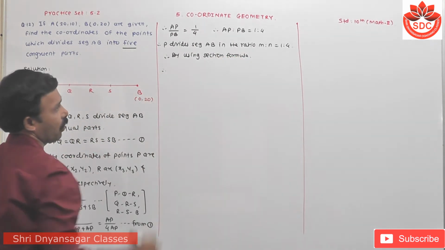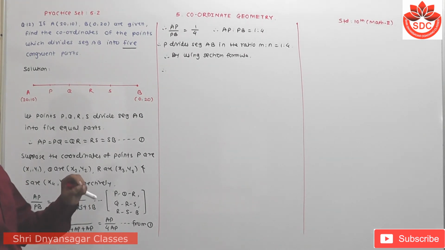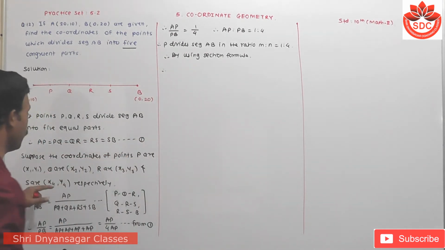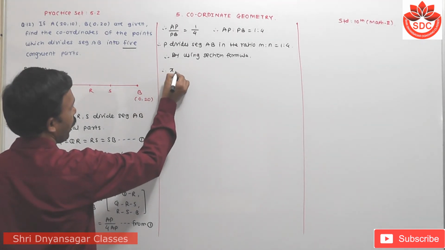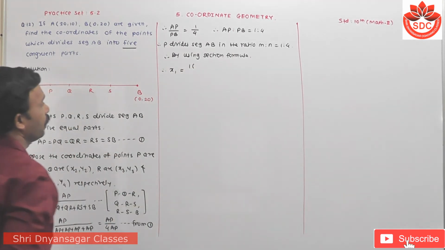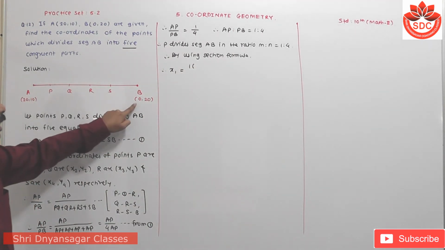First we have to find out the coordinates of P. We directly use the section formula: (mx2 plus ny1) upon (m plus n). Here P has coordinates x1, y1, so I have to directly write x1 is equal to m, which is 1, into x2, where the point is x2, y2.